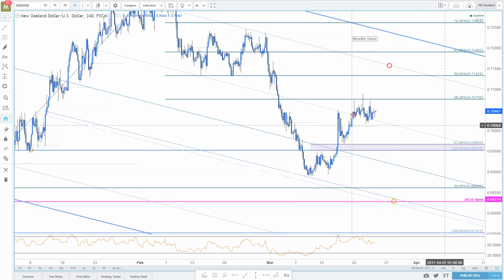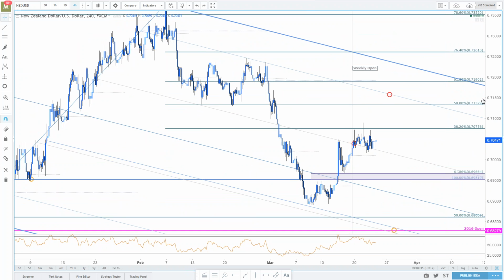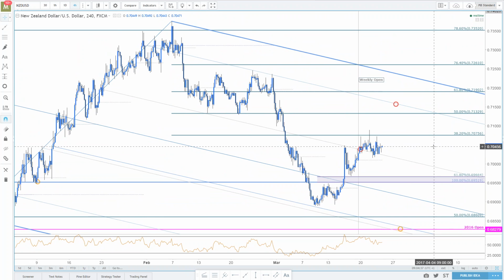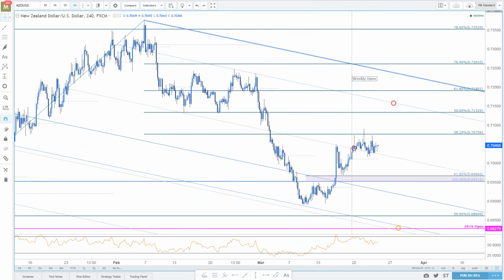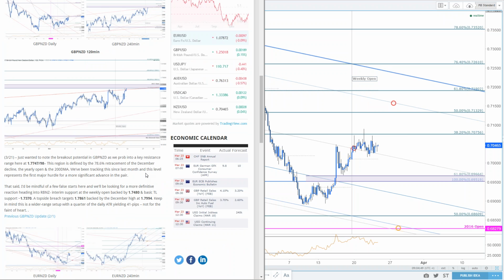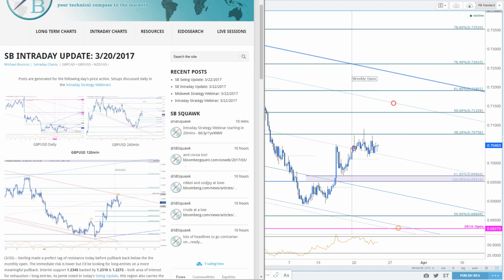All right. Any questions on Kiwi dollar? No questions just yet. See if we can't get a pickup in some of this volatility here. Number 8, let's go over the British pound. Here's what sterling looked like on the 20th.